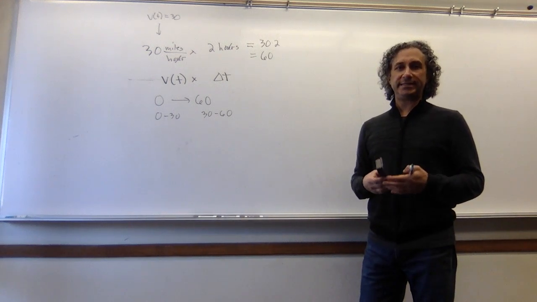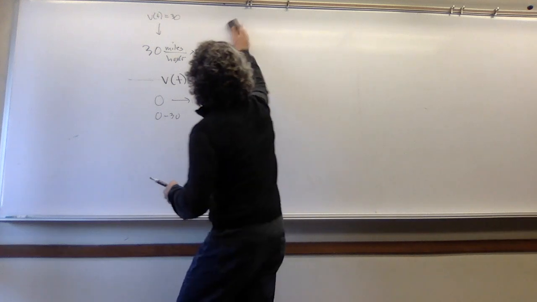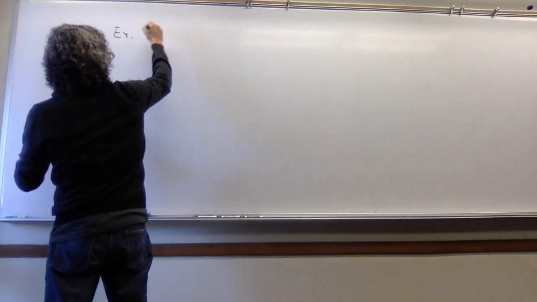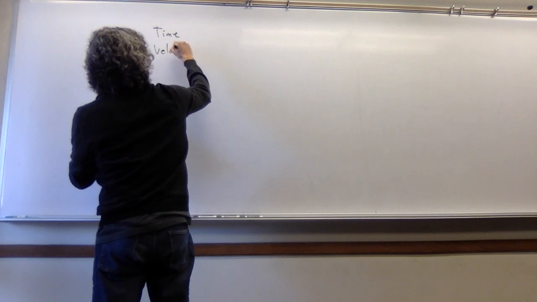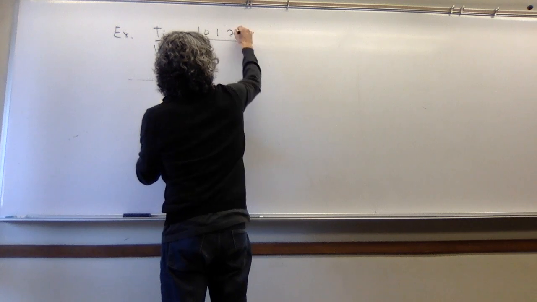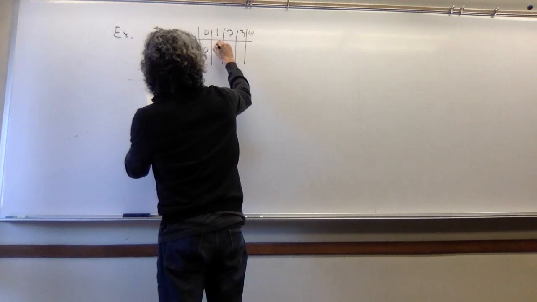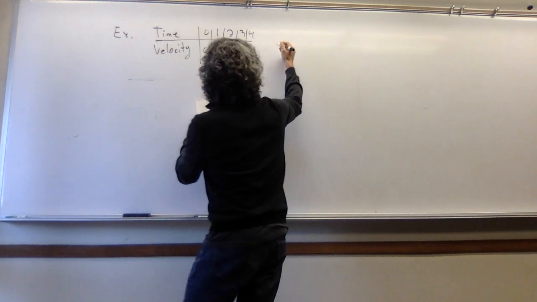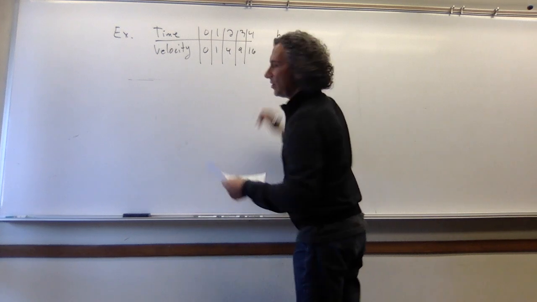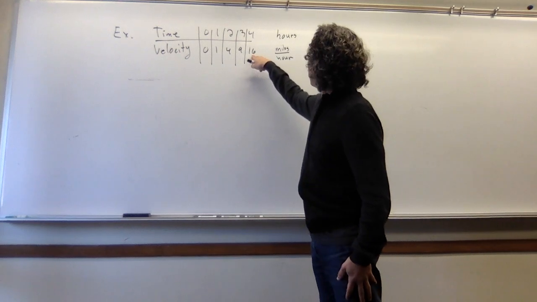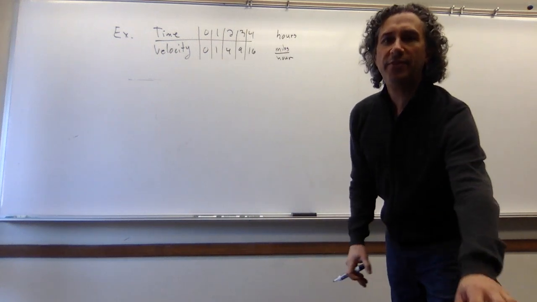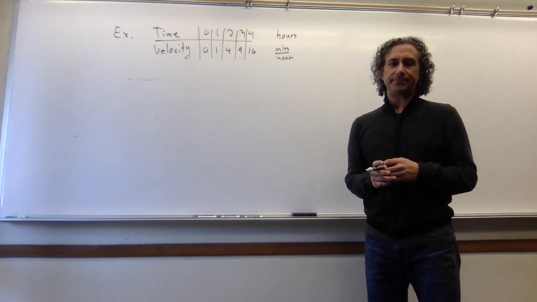Now I'd actually like to work out an example where you have those ideas in your mind. So let's work out a specific example. Let's say I give you a table of times and velocities. And let's say this is hours, and this is miles per hour. So I don't know, maybe this is your grandma driving in a car. She's going 16 miles per hour by the time she hits 4 hours. Our goal is to come up with an approximation for the total distance traveled.